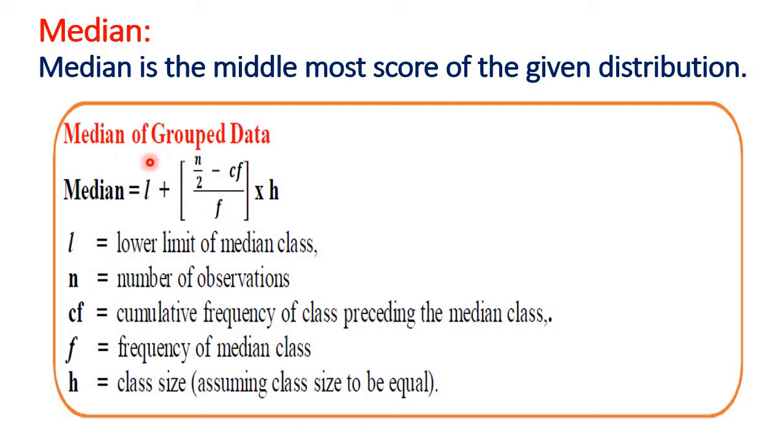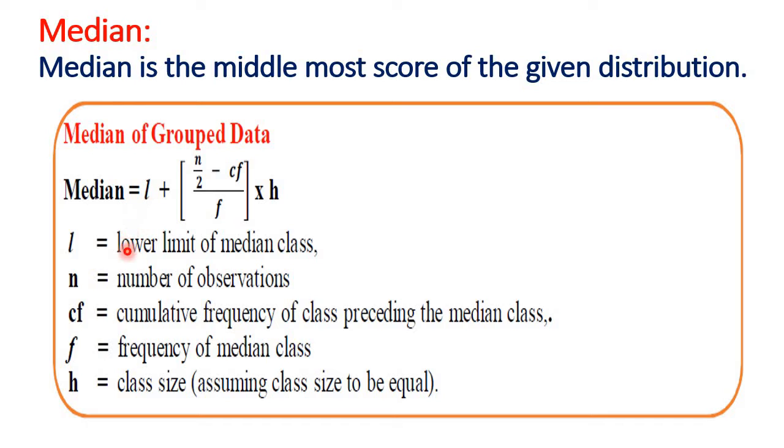How to calculate median for the grouped data? Median is equal to L plus n by 2 minus CF divided by small f into h. This is the formula to find the median of the given class interval for the grouped data. Median is equal to L plus n by 2 minus cumulative frequency divided by frequency into h.